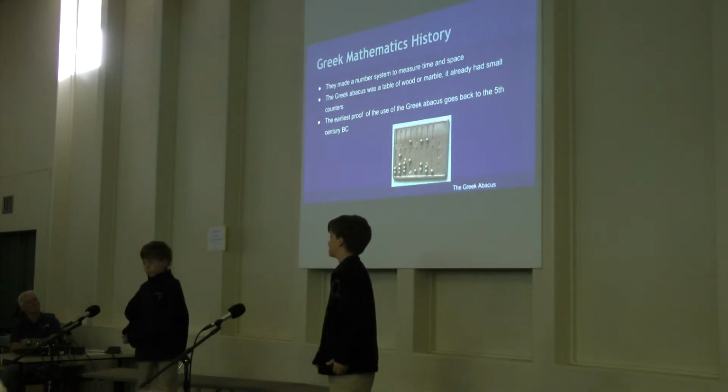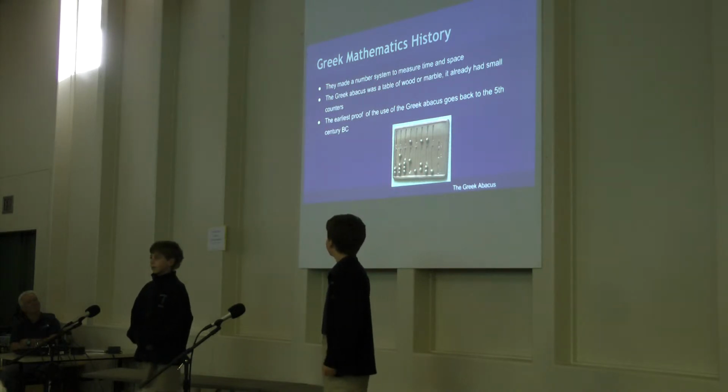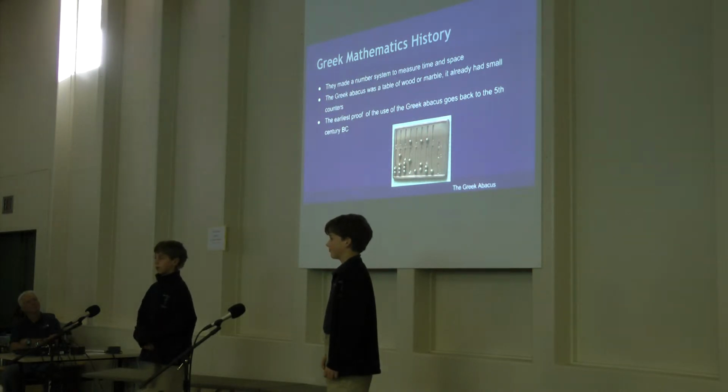Greek mathematics history. The Greeks made a number system to measure time and space. Their number symbols are based off their alphabetical symbols. The earliest proof of a Greek abacus dates back to the 5th century BC. A Greek abacus is a small slab of wood or marble.